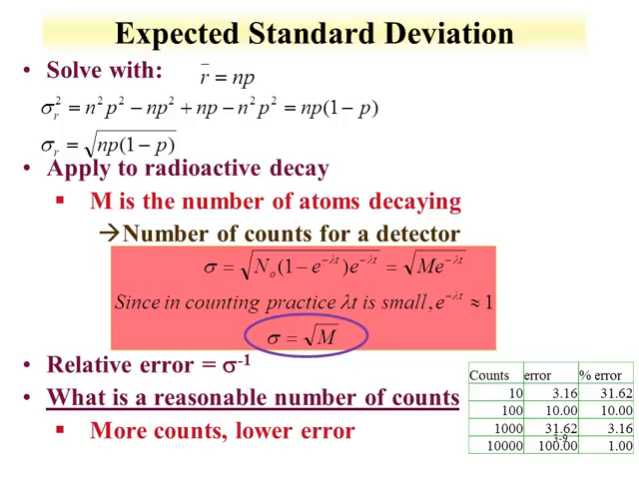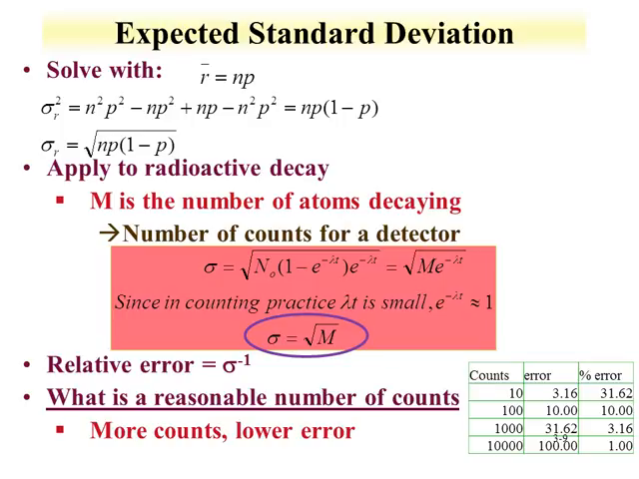In practice, the count time is small, so lambda t is small. The count time is always much smaller than your half-life, so this term is approximately equal to 1. So your error is just equal to the square root of the number of counts. The relative error is just the inverse of that. So we can use this fact to answer an appropriate question.